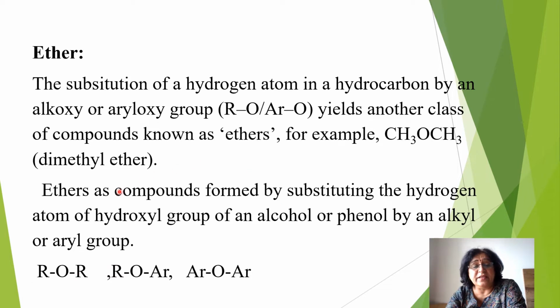Clear? So ethers can be obtained by substituting the hydrogen atom of the hydroxyl group of an alcohol or phenol by an alkyl group. Or we can define them in terms of alcohols and phenols: they are prepared by replacing the H of alcohol or the H of phenol by an alkyl group or aryl group, and then they are called ethers. For example, ROR', ROAr, ArOAr. So dialkyl ether, aryl alkyl ether, diaryl ether. These are the various types of ethers. Got it? So ROH is alcohol, ArOH is phenol, and ROR is called ether. Clear?